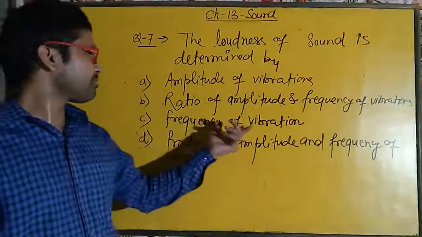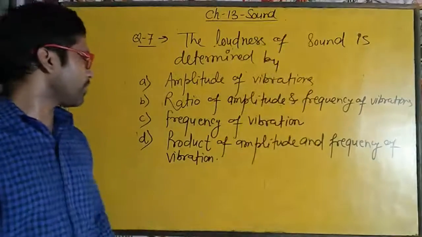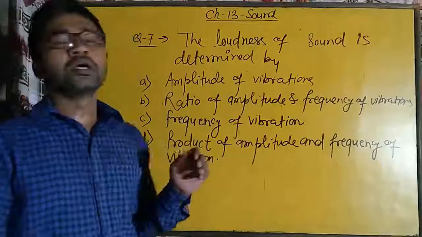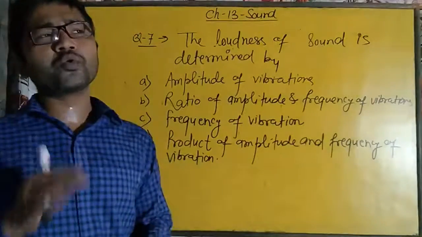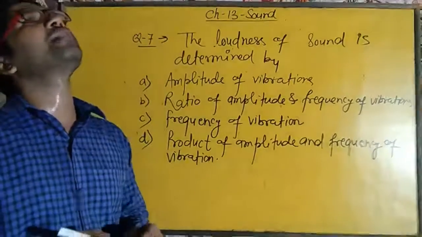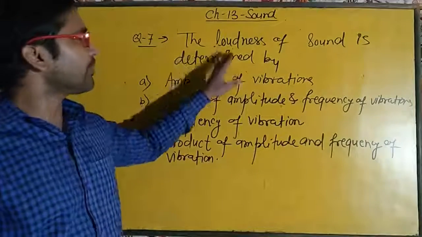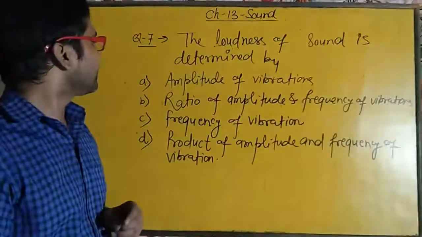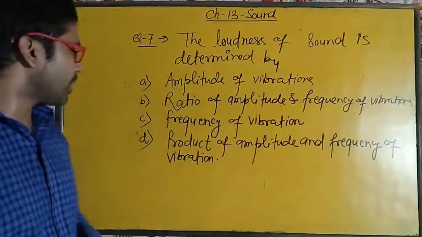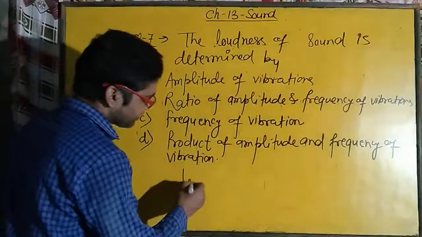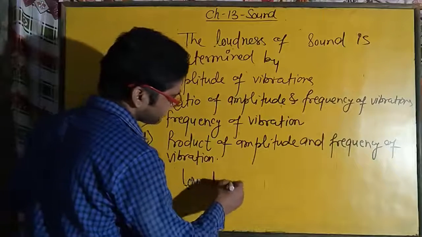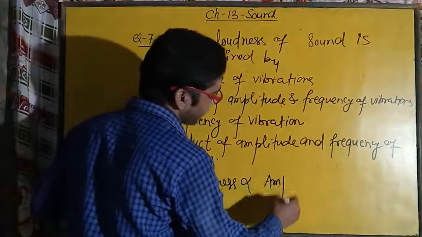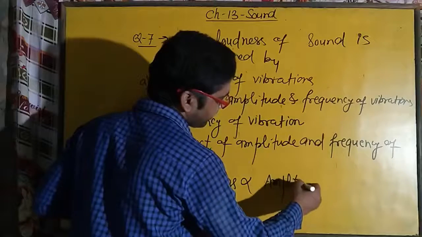C is the frequency of vibration, so this one also cannot be correct. And the last option is the product of amplitude and frequency of the vibration. If you recall your memory, you get that loudness does not depend on the frequency of the vibration, and it only depends upon the amplitude, because we know that loudness is proportional to the square of amplitude. So you can write here like this, amplitude square.